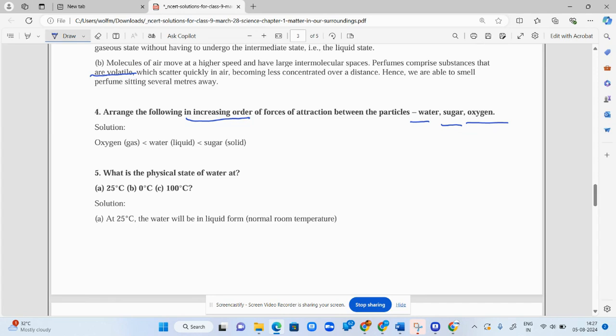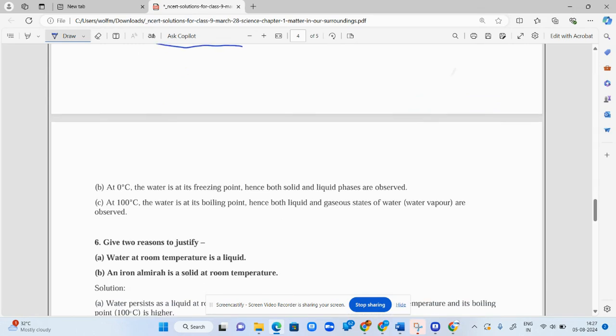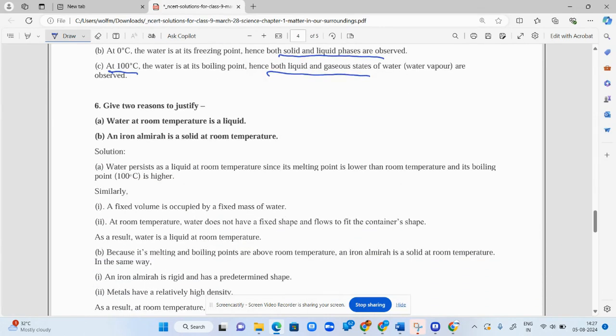What is the physical state of water at 25 degrees Celsius? Water will be only in the liquid form. At 0 degrees Celsius, both solid and liquid, because there will be ice as well as water. At 100 degrees, both liquid and gaseous state. So give two reasons to justify that water at room temperature is a liquid. Water persists as a liquid at room temperature since its melting point is lower than the room temperature and its boiling point is 100 degrees, higher. That's why it is a liquid at room temperature.